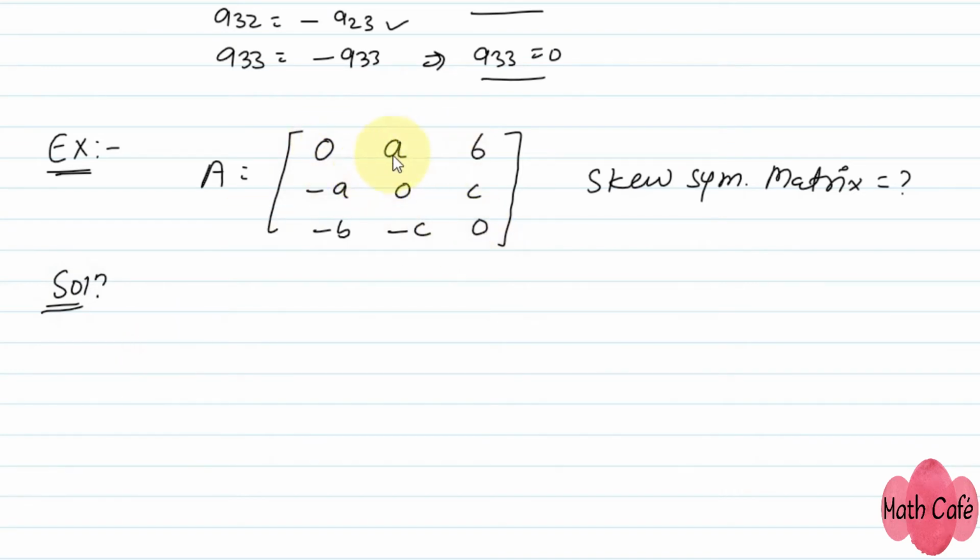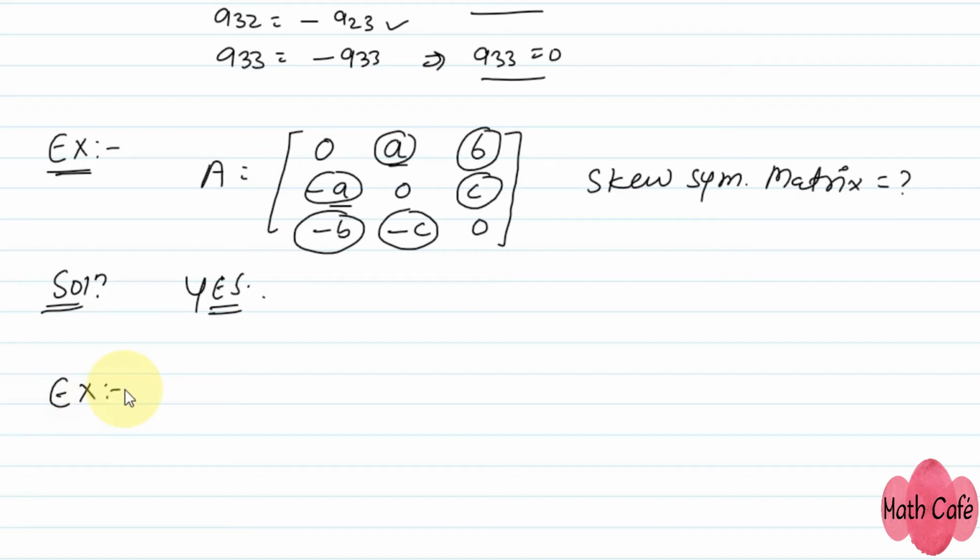Alright, and the second necessary condition is that A12 should be equal to minus of A21. So this is equal. And A13 should be equal to minus of A31. This is also equal, and A23 should be equal to minus of A32. This is also equal. So I can easily say that this is a skew symmetric matrix.